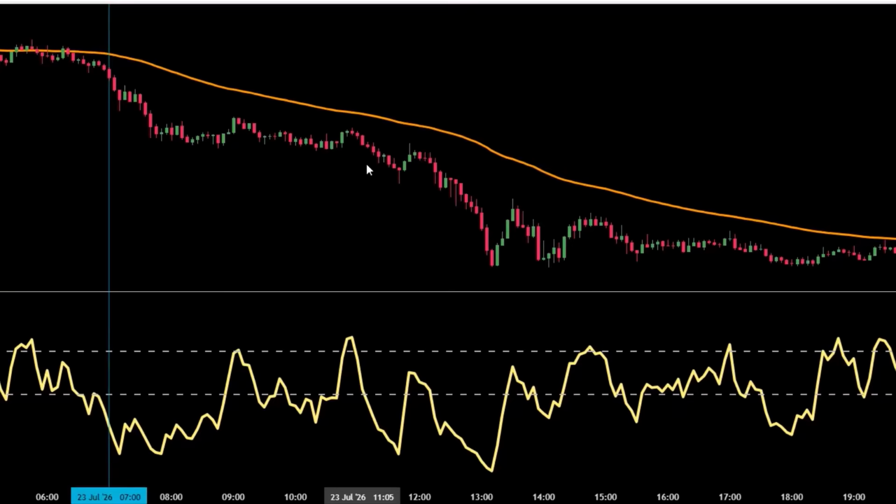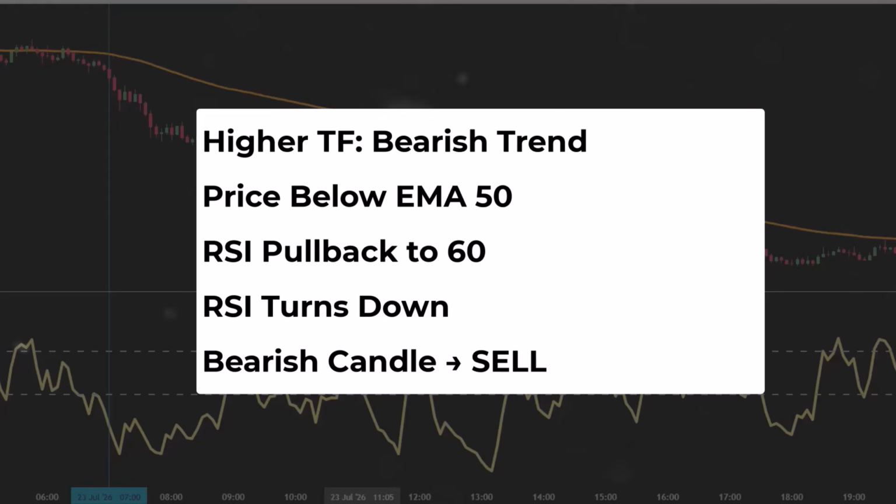Now let's put everything together. Before taking a sell trade, make sure these conditions are met. The higher time frame trend is bearish. On the lower time frame, the price is below the 50 EMA. The RSI pulls back to around the 60 level. The RSI turns back down. And finally, a bearish candle confirms the entry.